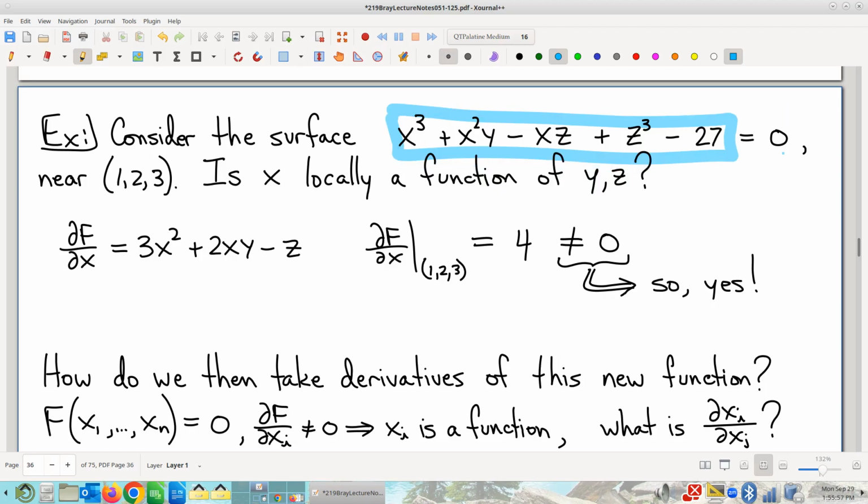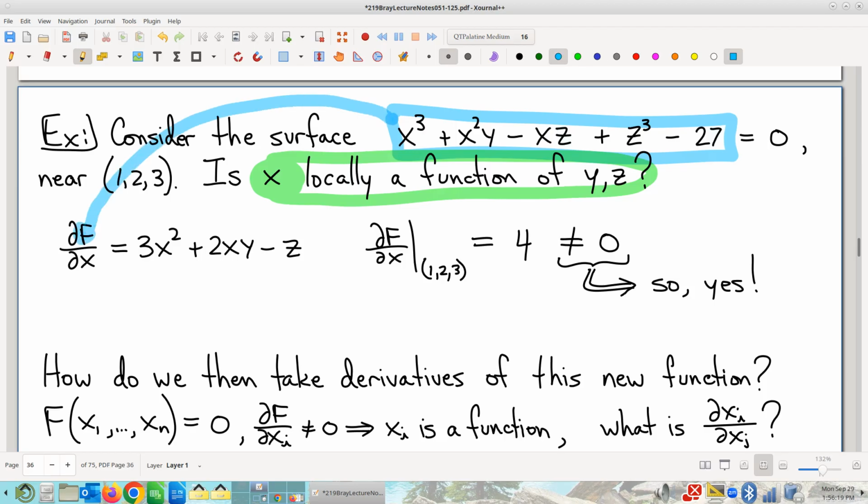All right, so that said, we've got this great big function of x, y, and z, and notice the usual question. The usual question is, we want to know, can I view one of those locally as being a function of the other two? Right, so can I view x as being locally a function of y and z? Well, I'm going to follow the usual pattern.